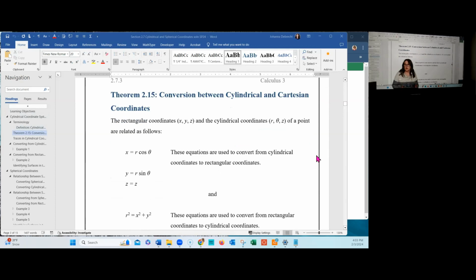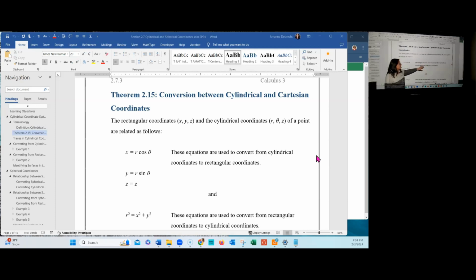Our primary goal in this section is just to learn how to convert from rectangular coordinates to cylindrical, from cylindrical to rectangular, from cylindrical to spherical, from spherical to rectangular, rectangular to spherical, just to go back and forth between these three different types of coordinate system. In this first set right here, we're going to see equations which will allow us to convert from cylindrical coordinates to rectangular coordinates.